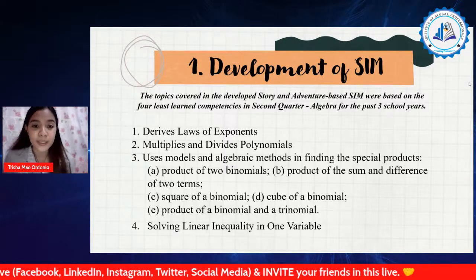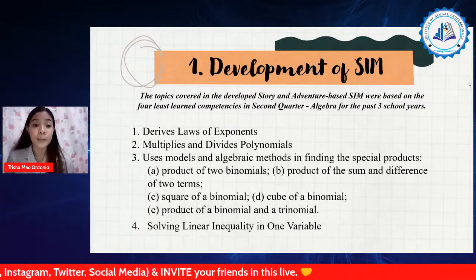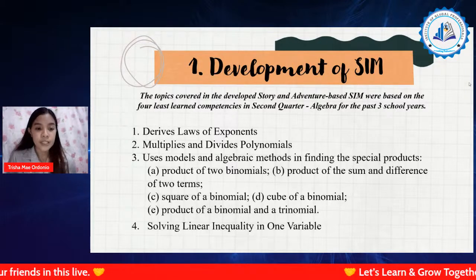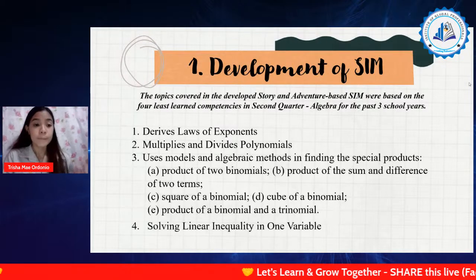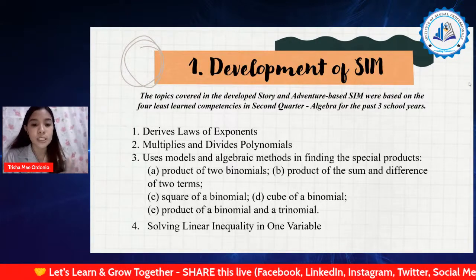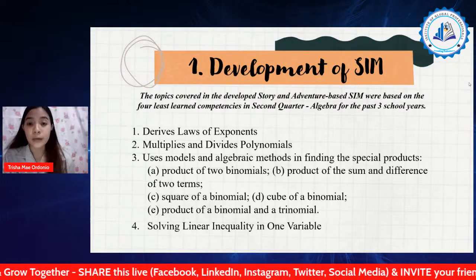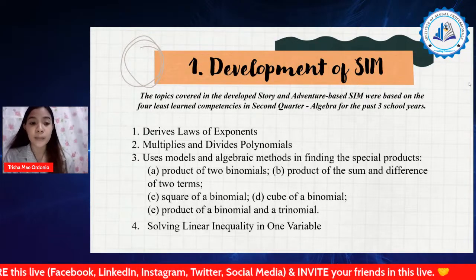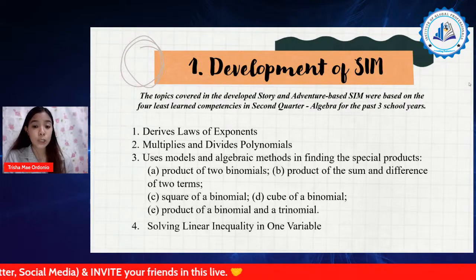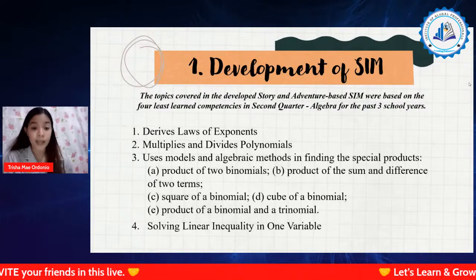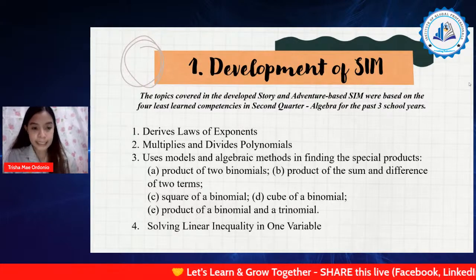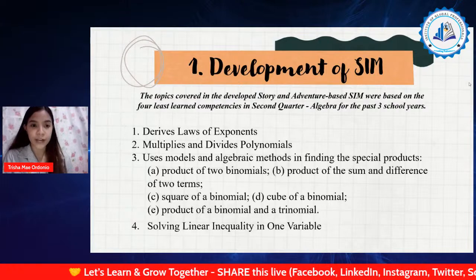Here are the least learned competencies revealed in the second quarter summative test in the branch of algebra. First is derives laws of exponents. Second, multiplies and divides polynomials. Third is about the special products. A, product of two binomials. B, product of the sum and difference of two terms. C, square of a binomial. D, cube of a binomial. And letter E, product of a binomial and trinomial. And last, number 4, that is solving linear inequality in one variable.